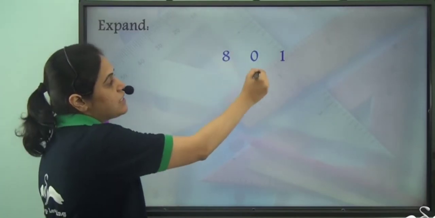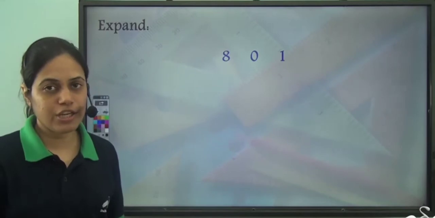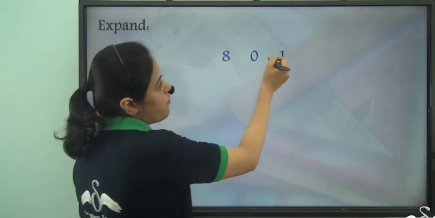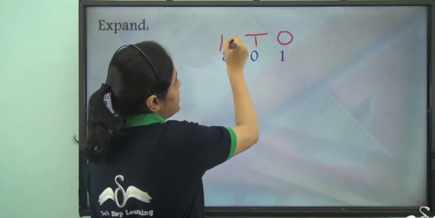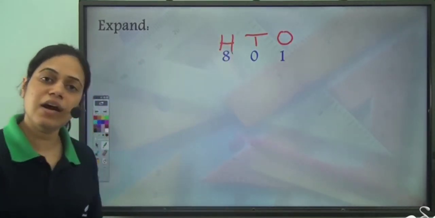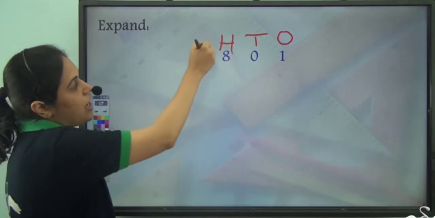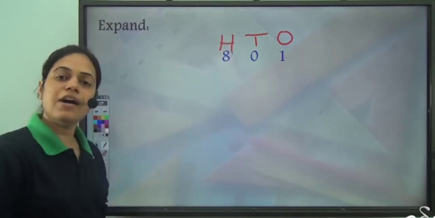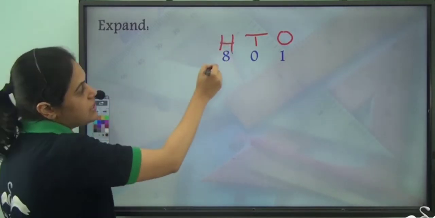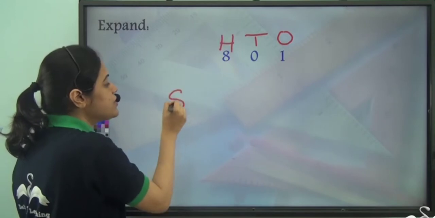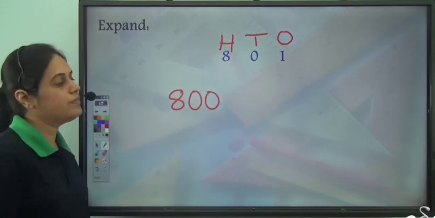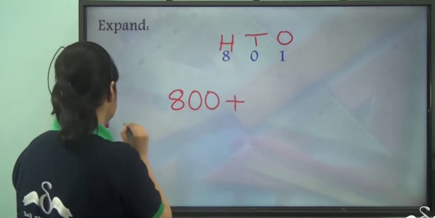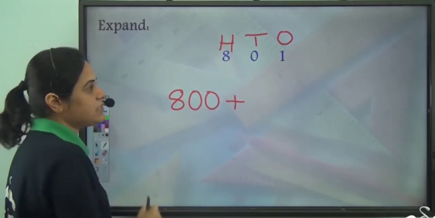We have 801. It is a 3-digit number. So 1 is in the ones place, 0 is in the tens place, and 8 is in the hundreds place. Now 8 is in the hundreds place, which means there are 8 hundreds. So the place value will be 800.